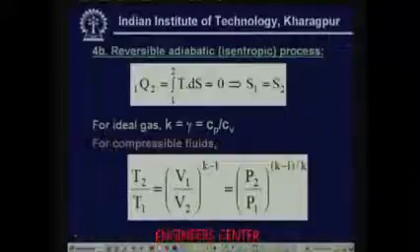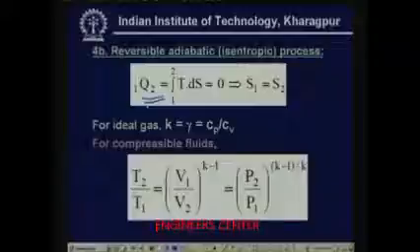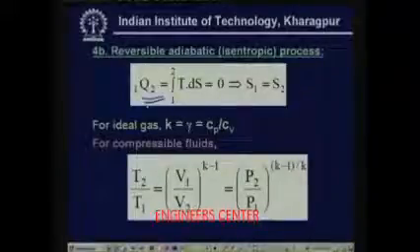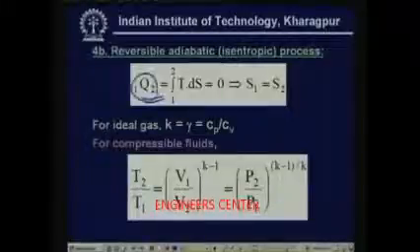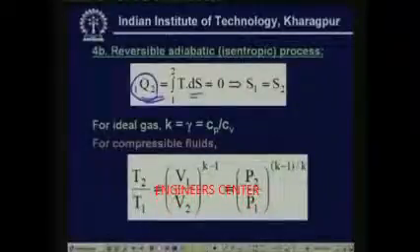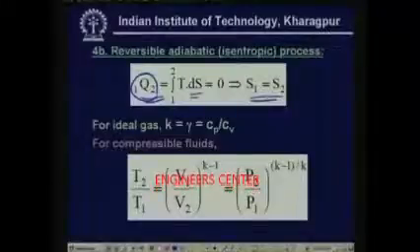If the process is reversible, we can use the Clausius inequality: heat transfer during a reversible process is nothing but integral TdS. Since 1Q2 is 0 here because it is adiabatic, integral TdS must be 0. Since T cannot be 0, obviously dS has to be 0. That means S1 is equal to S2. That means a reversible adiabatic process is also an isentropic process.